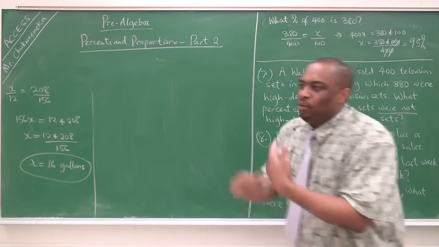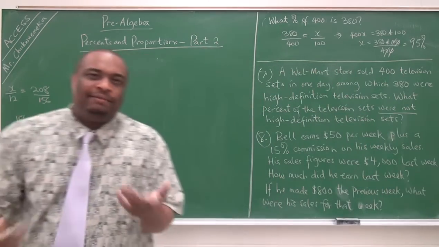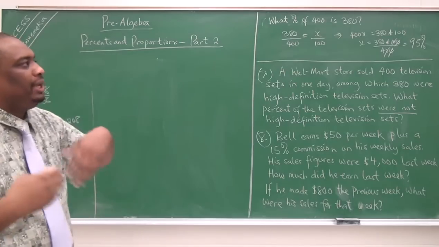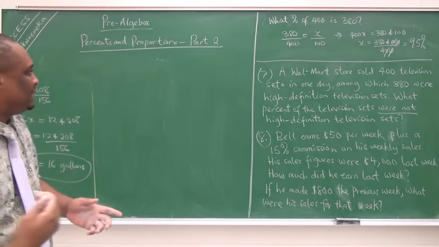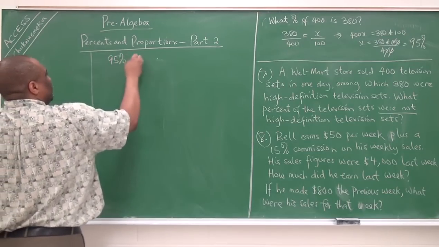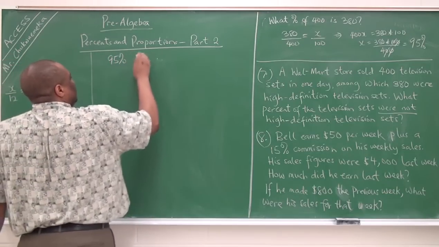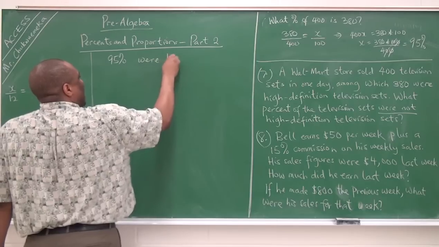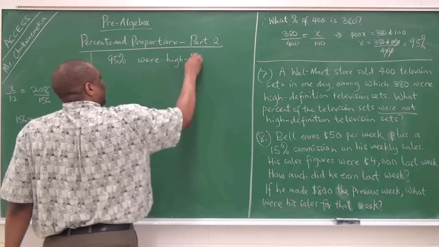So the percent that were not high definition television sets will now be 100% minus 95%. Okay, so 95% were high def TVs.